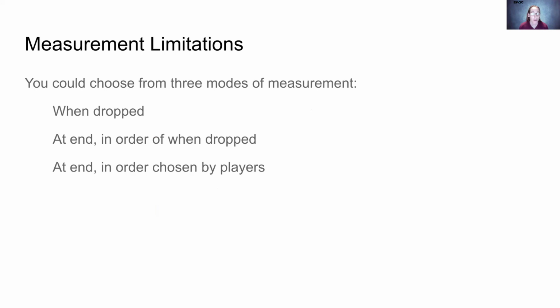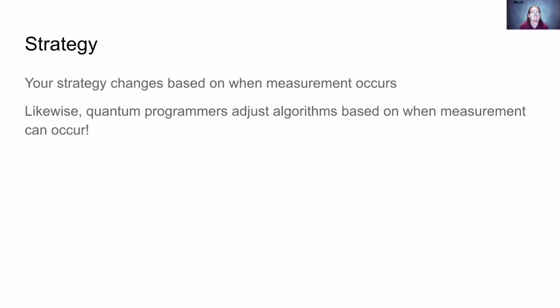Okay, so you were able to choose from 3 types of measurement: measurement when dropped, measurement at the end in the order of when they were dropped, and measurement at the end in order chosen by players. And which one you chose changed your strategy. And that is the same as in quantum programming. So if you're trying to program a quantum computer, you have to be very careful about when measurements will happen because you don't want it to change the values in your system. You have to adjust your algorithms based on trying to minimize measurement and when those measurements will occur.